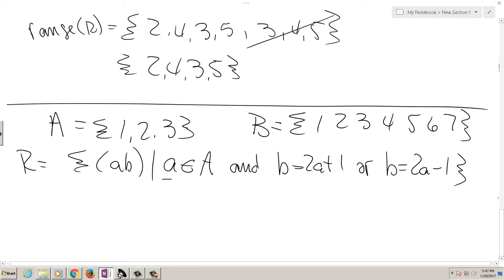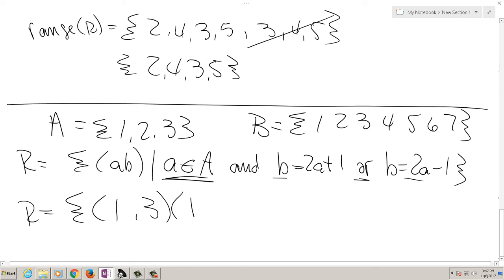a is an element in A, which means that I am going to start with each one of the elements in A. So this relation is going to be the set of all elements. I'm going to start with 1. 1 is the first of the elements in A, and this says that b can either be 2a plus 1 or it can be 2a minus 1. So if a is 1, then 2a plus 1 is 3. So one of the elements is going to be a 1 and a 3, but there is also an OR, so another option for the second value b is 2a minus 1. Well, if a is still 1, then that is going to be 2 minus 1, and that's 1. So now I have a 1 and a 1.